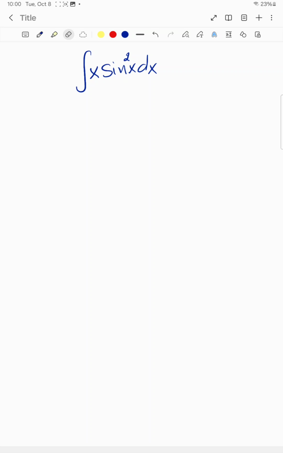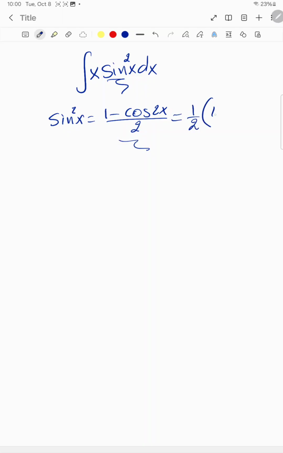I will use the formula that says sine square of x is equal to 1 minus cosine 2x divided by 2. So I will replace sine square of x by this formula, which is equal to 1/2 (1 minus cosine 2x). So my integral becomes the integral of x times 1/2 (1 minus cosine 2x) dx.